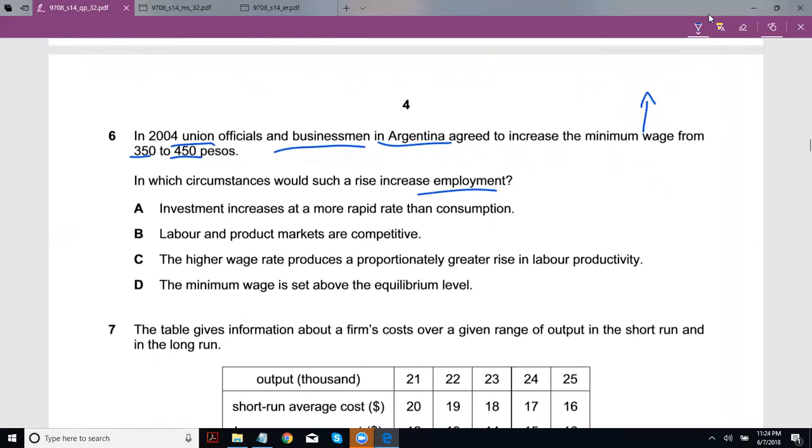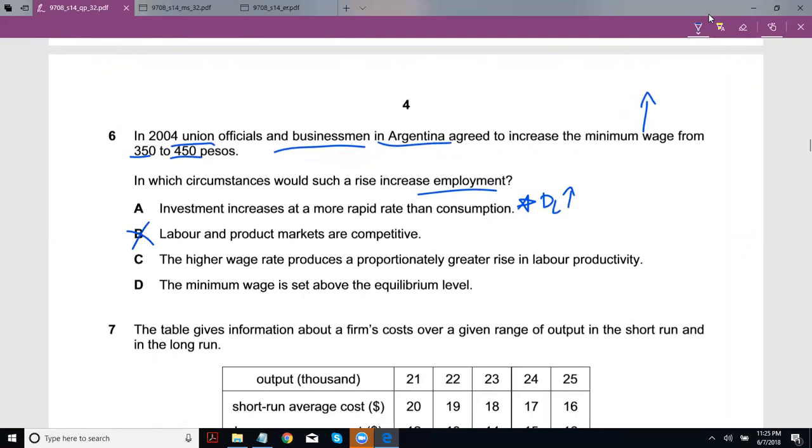Now, investment increases at a more rapid rate than consumption. Maybe I could say, if investment increases, then demand for labor might go up as well. But let's put this on hold till we look at the other options. Labor and product markets are competitive. If they're competitive, then a rise in wage leads to a contraction in demand, so it decreases employment, not increases.